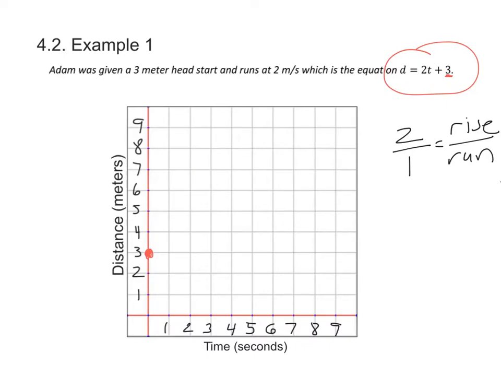So let's make those points. Let's go up 1, 2, and over 1, and we have a point right there. And then up 2 more and over 1, and we have a point right there. That gives us a couple of points, and we can draw our line. And that is the graph of that equation.